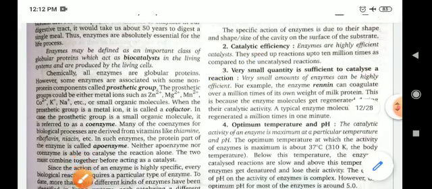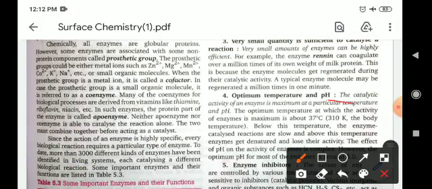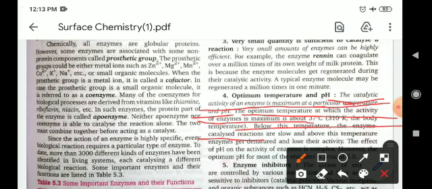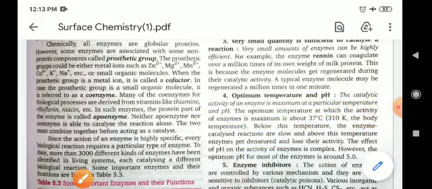Optimum temperature and pH: the catalytic activity of an enzyme is maximum at a particular temperature and pH. The optimum temperature at which the activity of an enzyme is maximum is about 37 degrees centigrade. Below this temperature the enzyme catalytic reactions are slow, and above this temperature the enzyme gets denatured and loses its activity.